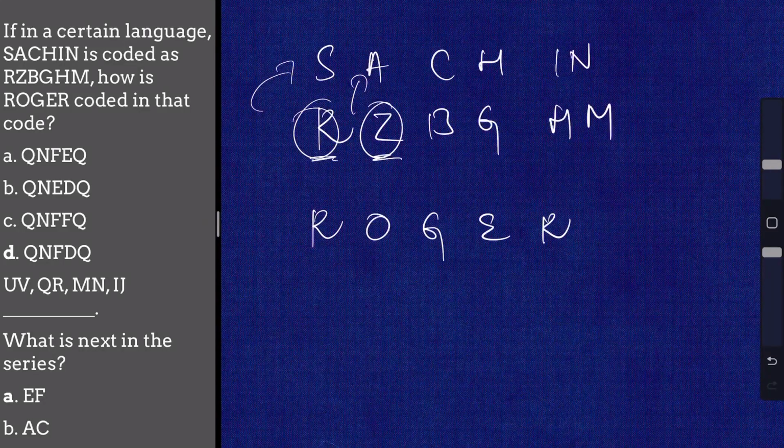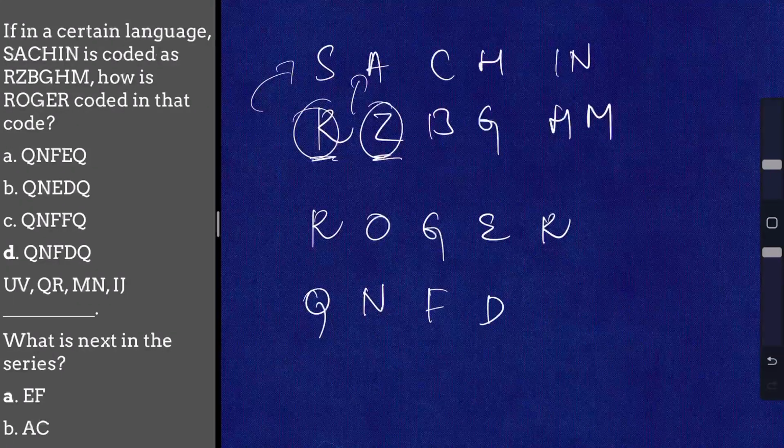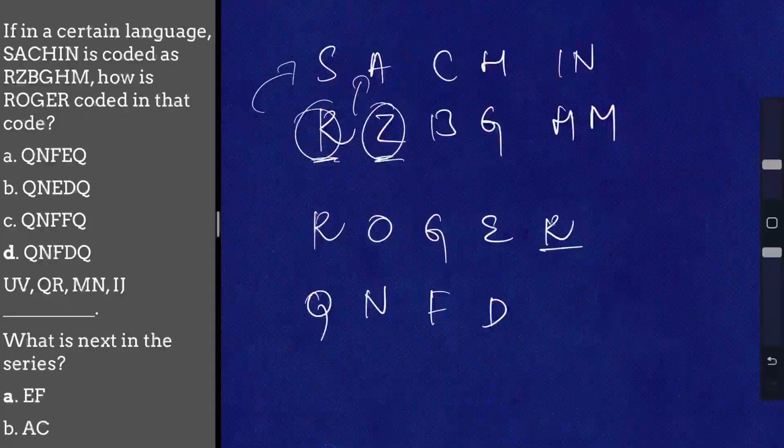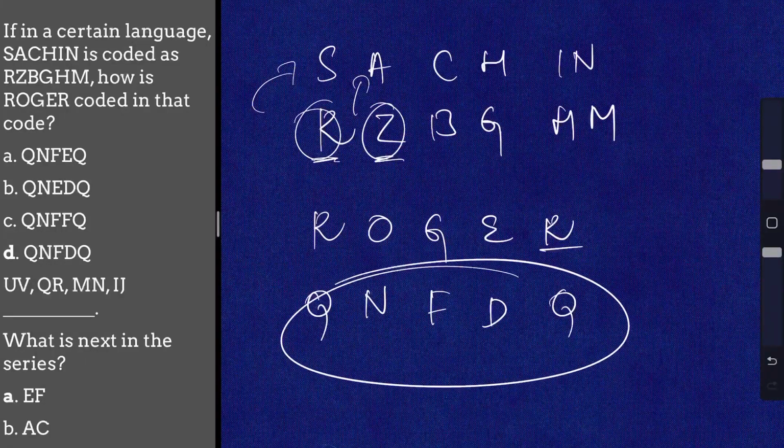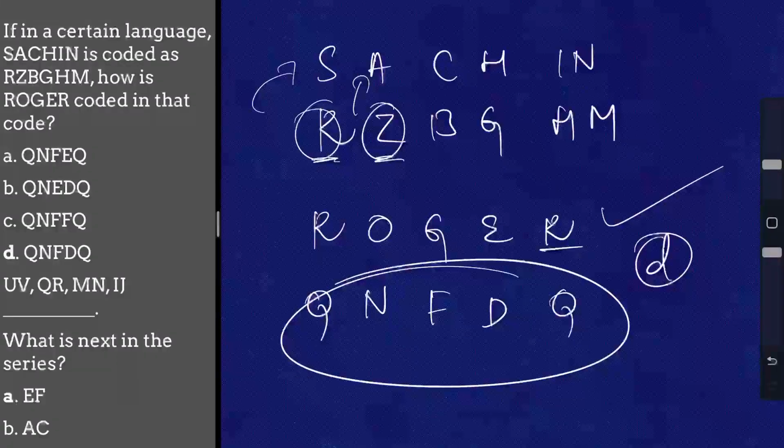So before R, we have Q. Before O, we have N. Before G, we have F. Before E, we have D. Before R, we have Q once again. So this would be the answer. So now do we have such an option? Yeah, QNFDQ is option D. So therefore select that as the right answer.